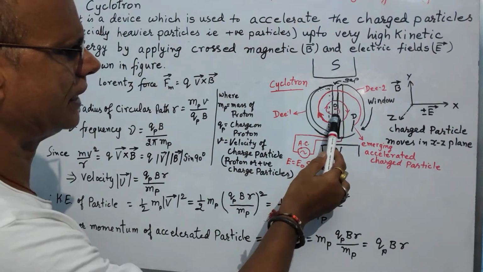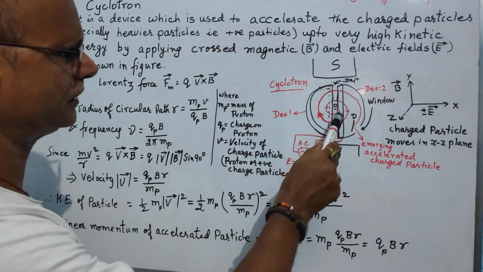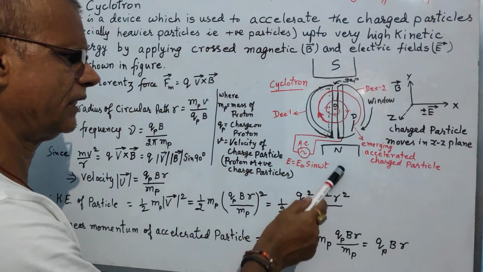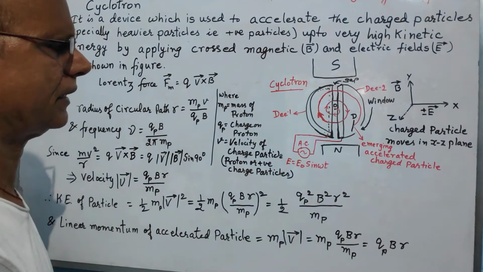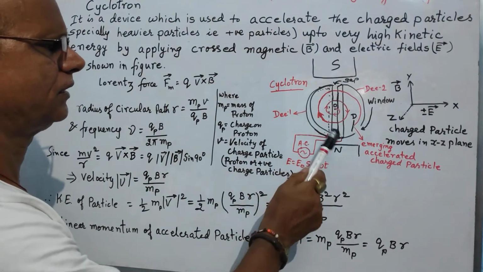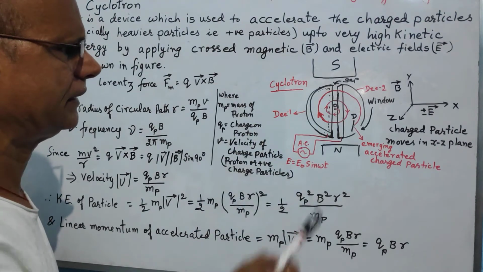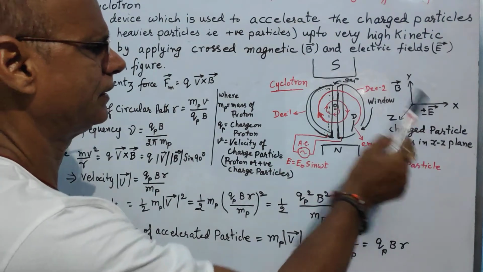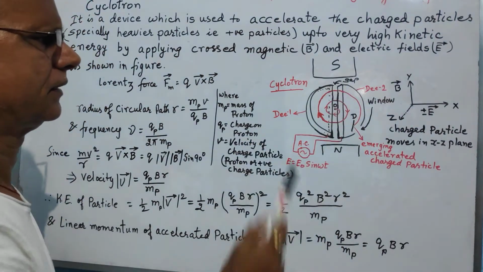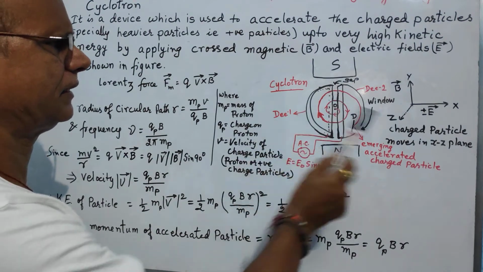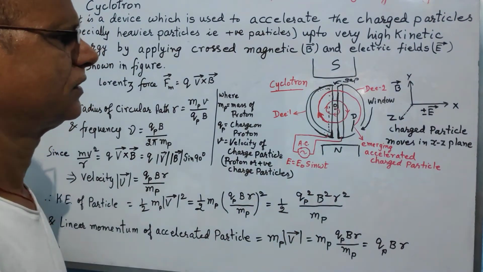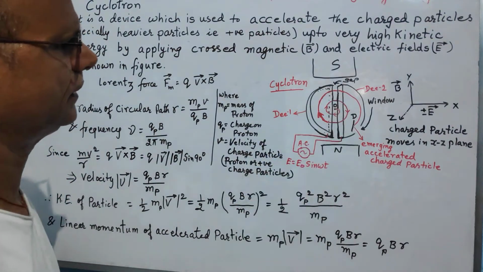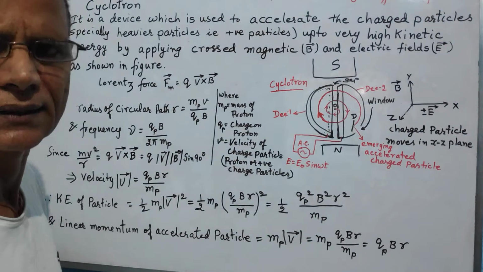Then it reaches the gap. In the same time in which it reaches the gap once again, the polarity of the EMF due to the alternating current source is reversed, and as a result again the charged particle finds a favorable electric field for getting accelerated. Then again it gets accelerated under the influence of the force, charge times the electric field acting on the charged particle, and then it reaches the D area, D1.